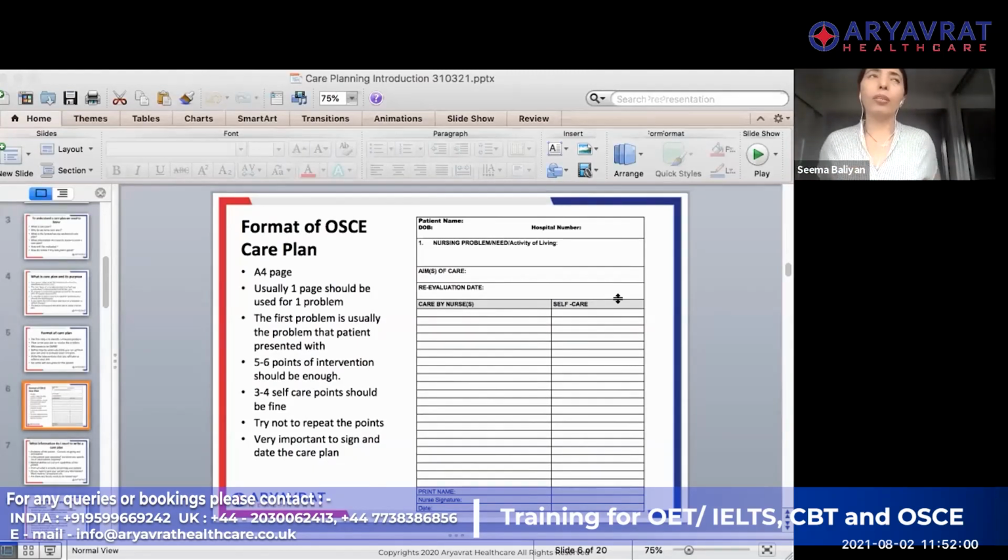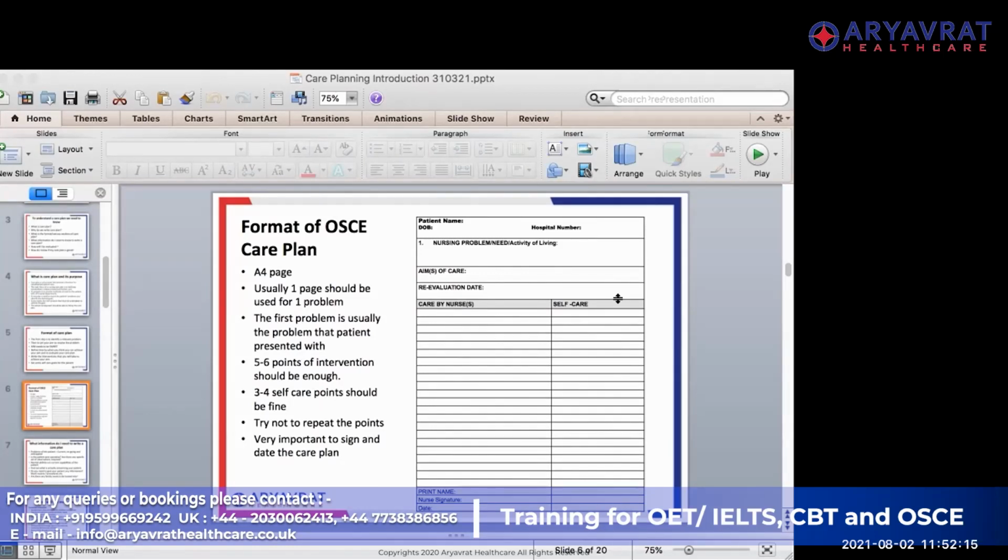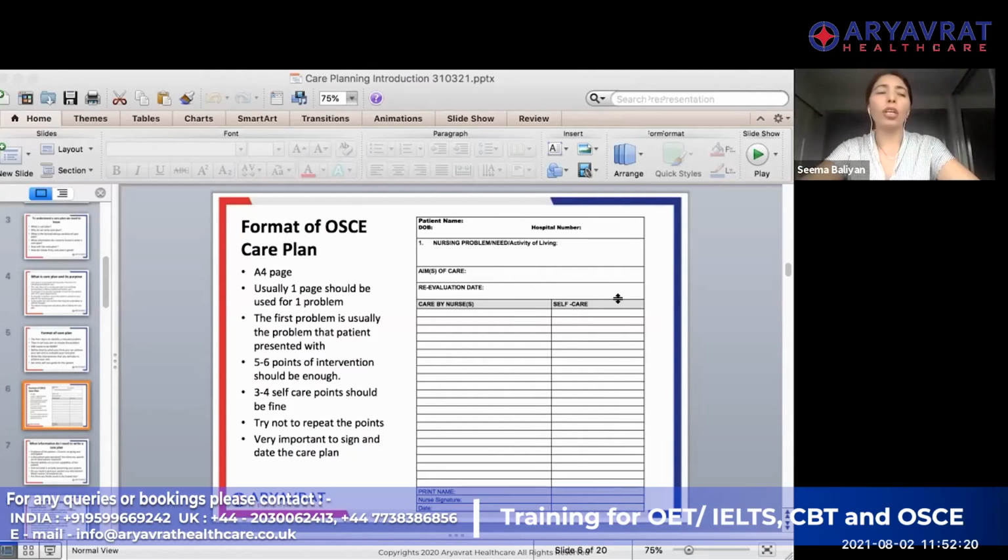Are you getting this point? Are you understanding it? What I'm trying to make is that for each care, we need to write the self-care as well. It is not necessary for each one, but you will have to write at least 3 or 4 self-care points. Do you understand what I mean by self-care, and how you can write the points? Okay. So basically, this is what a care plan is.